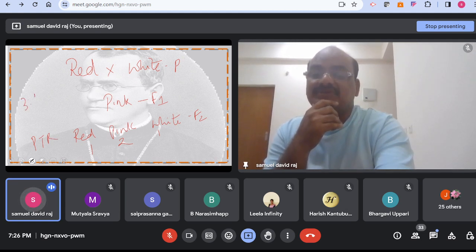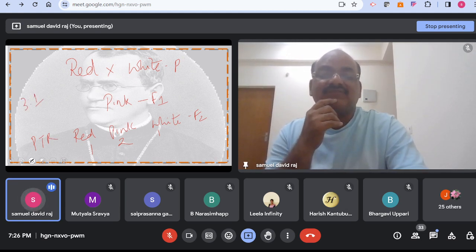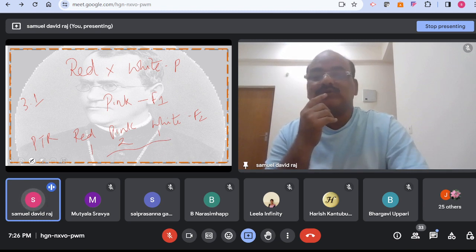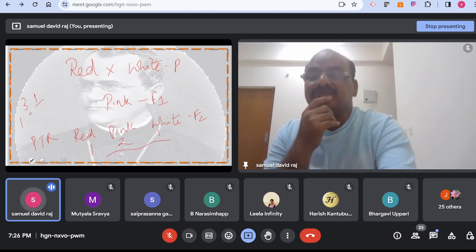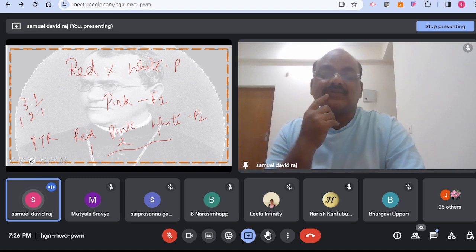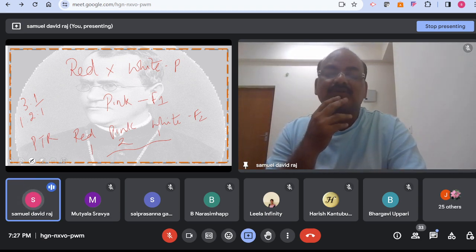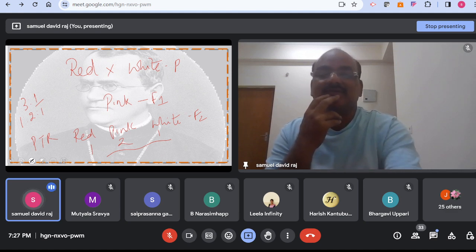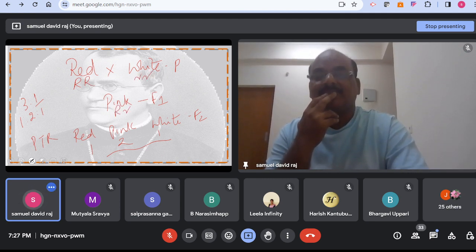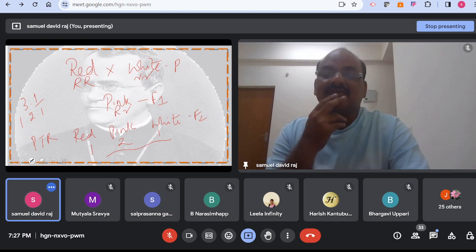Mendelian phenotypic ratio is 3 is to 1. Here, the phenotypic ratio is 1 is to 2 is to 1. Mendelian genotypic ratio is 1 is to 2 is to 1. Here also it is 1 is to 2 is to 1. So that means phenotypic and genotypic ratios are the same. So what happened here? Let us say this is capital R, this is small r, and this is capital R, small r. So what happened here?